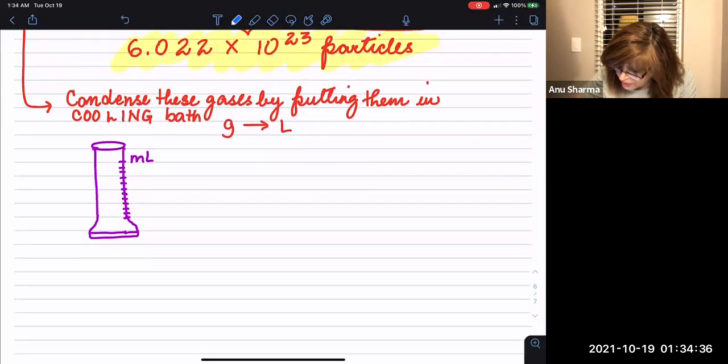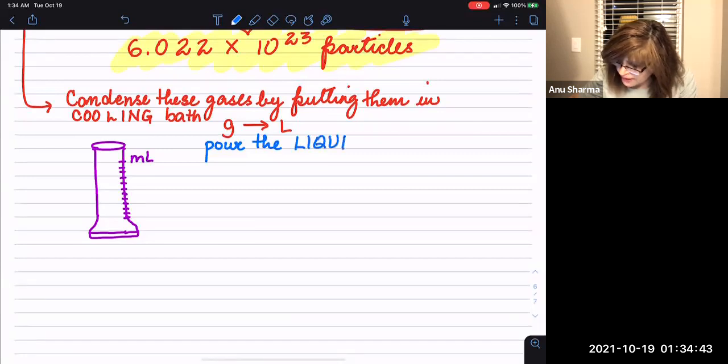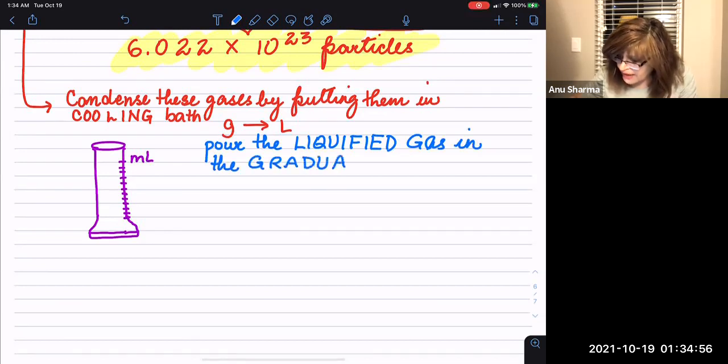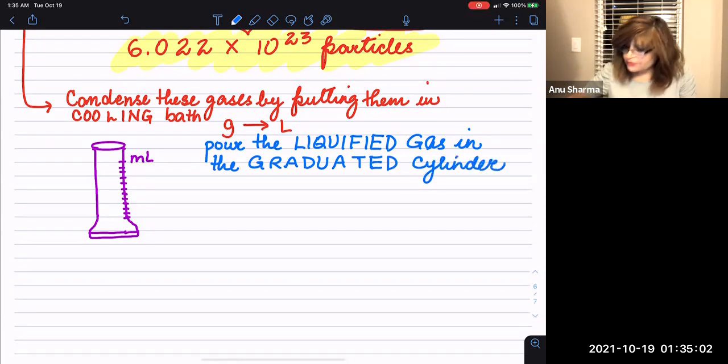Pour the liquefied gases in the graduated cylinder, graduated cylinder. So when you pour them in the graduated cylinder, what happens? Here's a very interesting thing.